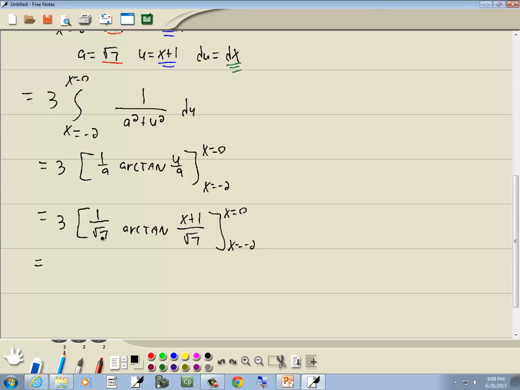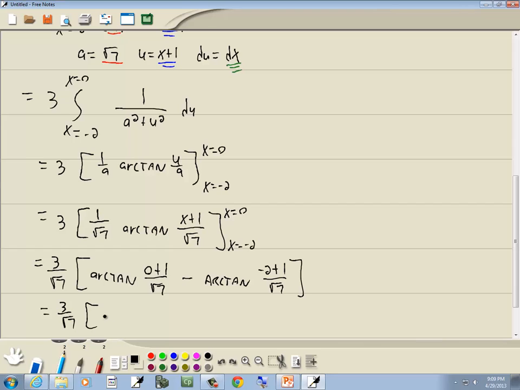Now the 1 over square root of 7 I can put out in front. So we got 3 over square root of 7. And I'll plug these values in for x. So we're going to have arctangent of 0 plus 1 over square root of 7 minus arctangent. Now plug -2 in for x. So we got -2 plus 1 over square root of 7. 0 plus 1 is 1, so we got 1 over square root of 7 minus arctangent, -2 plus 1 is -1 over square root of 7.